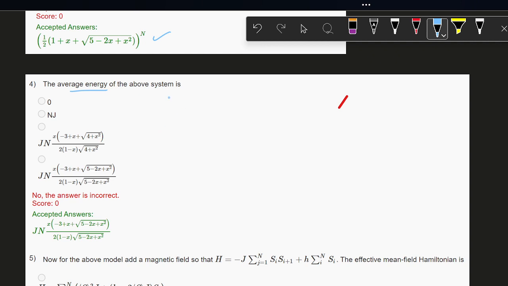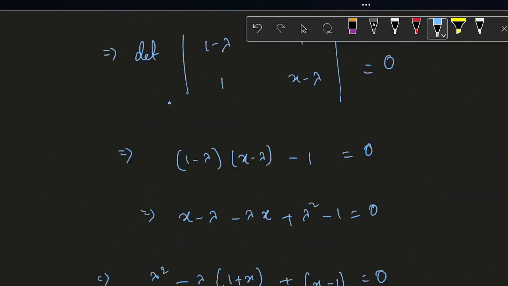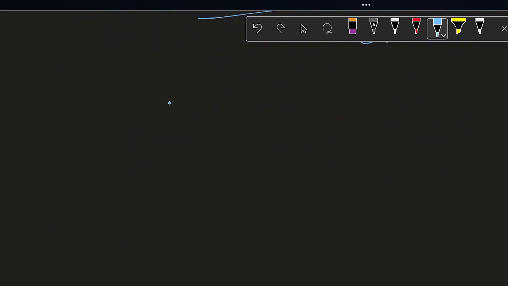Question number 4 says: what is the average energy for the above system, and you are given 4 options. As I told you, once you calculate the partition function for your system, many other quantities also become accessible to you, because based on the partition function value you can calculate other quantities as well, like this average. In this kind of problem, the average is taken with the help of the partition function.